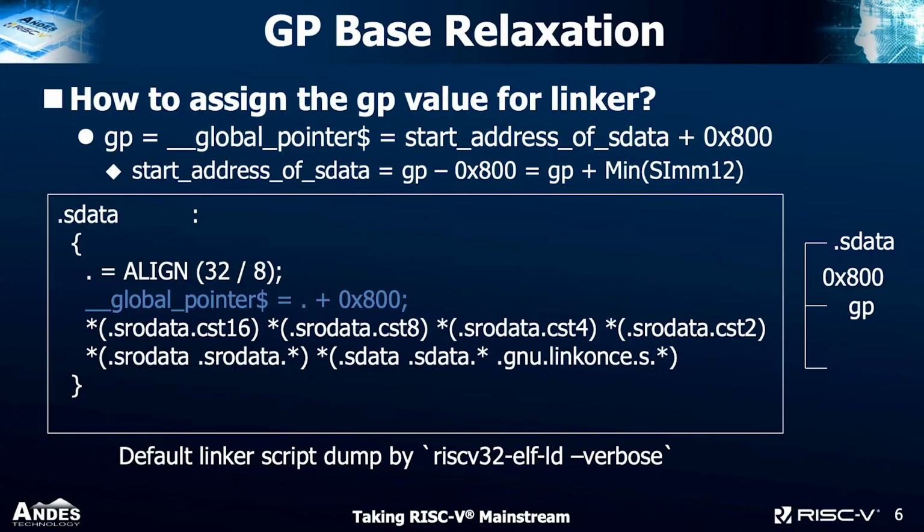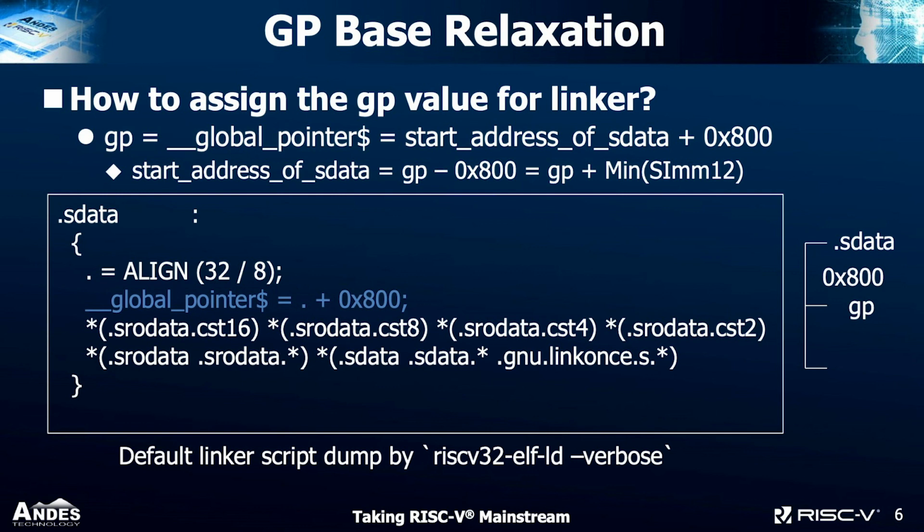So single GP-based instructions with a signed 12-bit offset should be able to access most of the small data section, which means if the data is put in the small data section, it has a great possibility of being relaxed to a GP-based instruction. In RISC-V, any data equal to or smaller than 8 bytes will be put in the small data section.